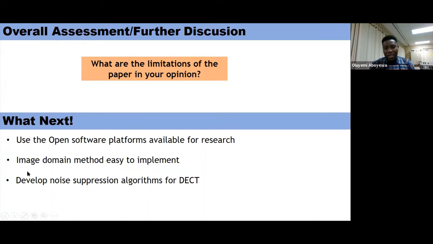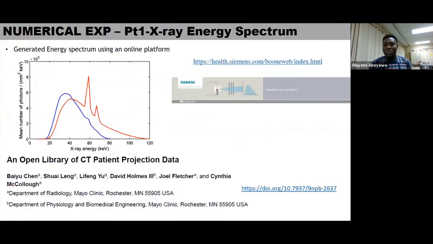The other aspect I think would be interesting to look at is how to suppress the noise, because there will be different functions that can be designed to suppress noise depending on the noise that shows up in an image. That is everything I have.